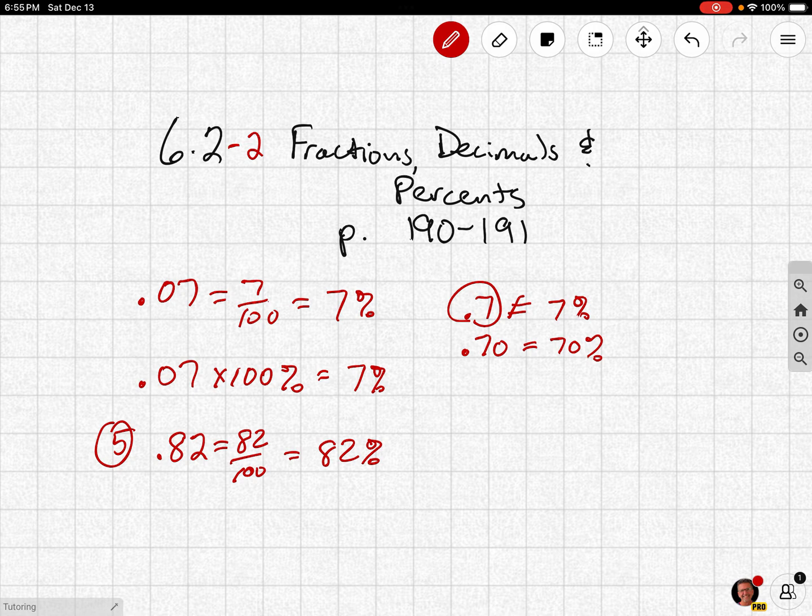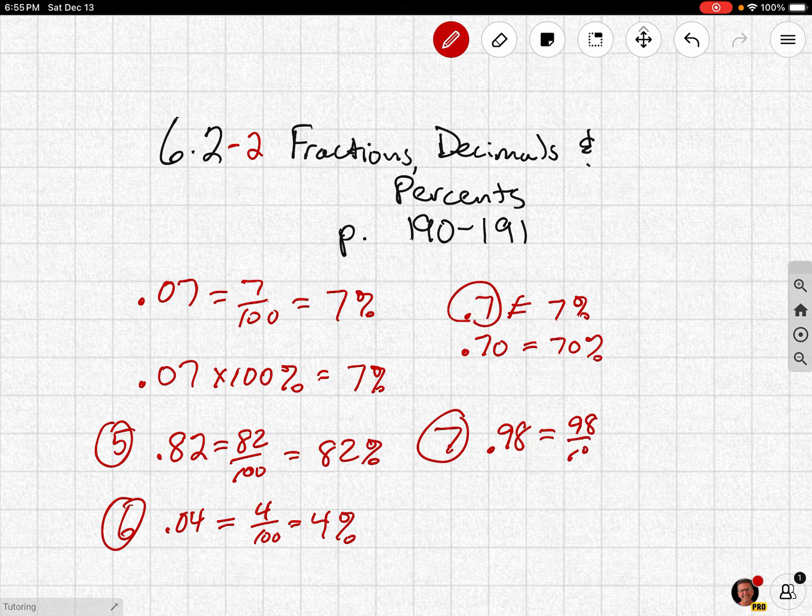All right, number 6 is 0.04, which is equal to 4/100ths, which is equal to 4%. And number 7 says 0.98, which is equal to 98/100ths, which is equal to 98%.